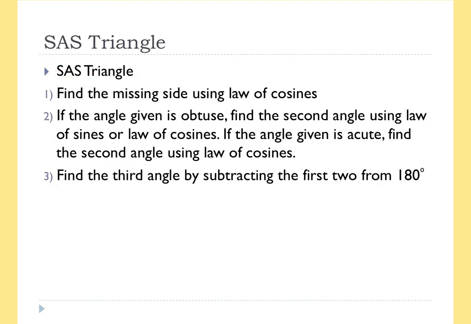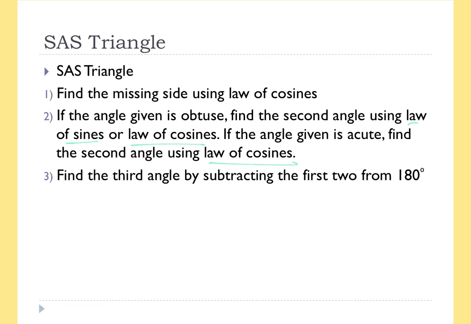All right, so for a side angle side triangle, the first thing you're going to do is find the missing side. So you're given 2 sides, you've got the angle, you're going to find the missing side first. And then if the angle given is obtuse, you can actually switch to law of sines, or you can continue with law of cosines. If the given angle is acute, you're going to continue with law of cosines. So my advice is stick to law of cosines. It's the safer one, okay?